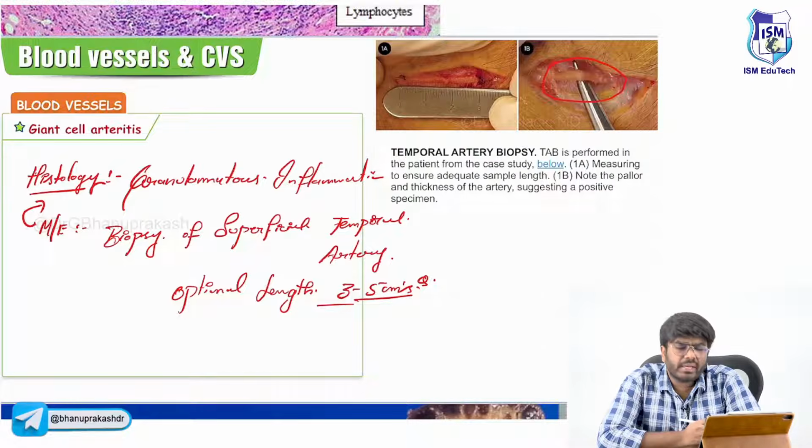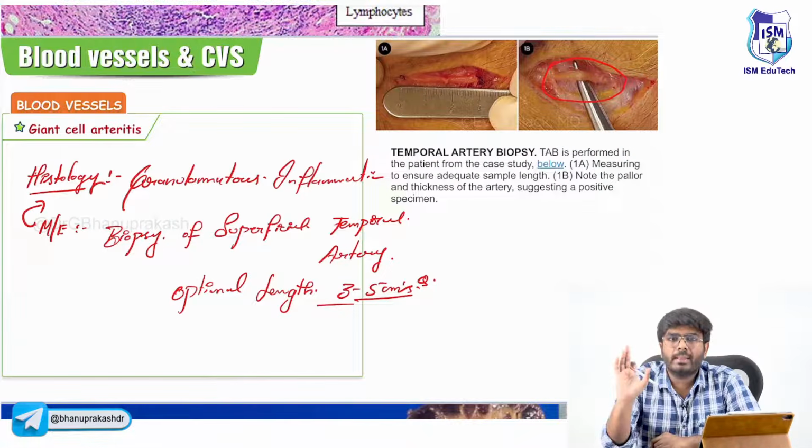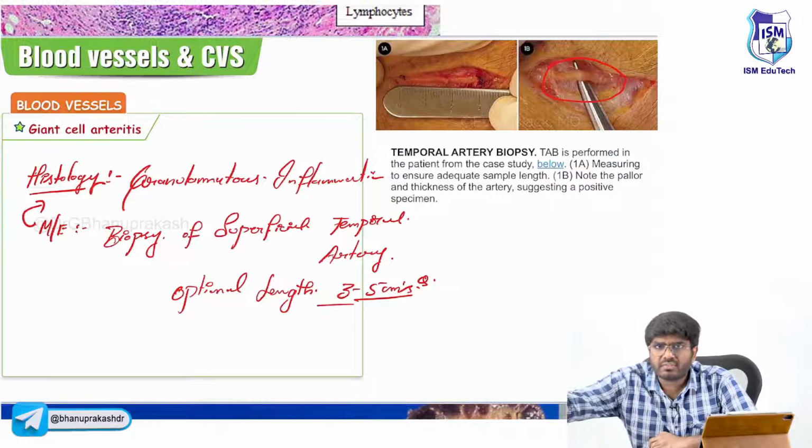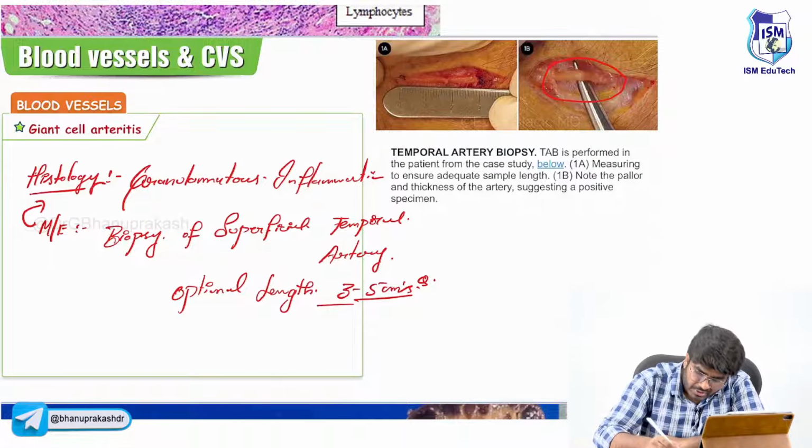Why do you need to take 3 to 5 centimeters? Why is a 1 centimeter biopsy not enough? Why do you need to take such a large piece? It's because there is inflammation in the temporal arteries, but do you think there is continuous inflammation? There is not continuous inflammation. There is segmental inflammation, MCQ.